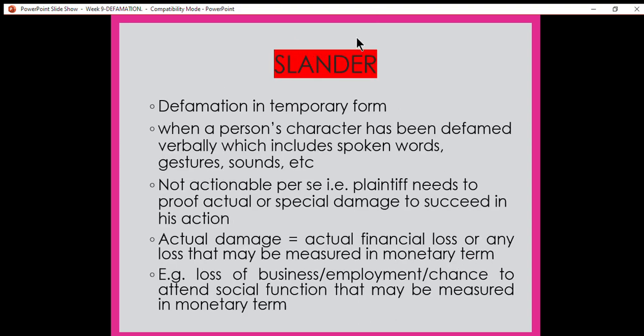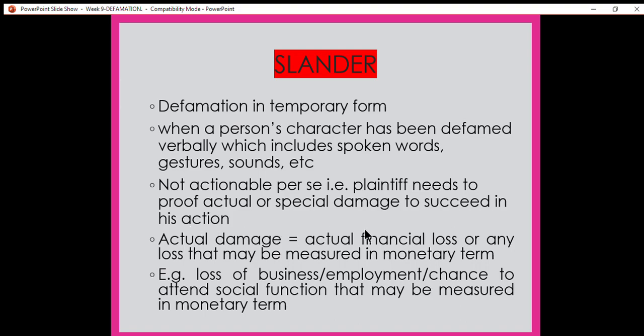The second type of defamation is known as slander. Slander means spoken defamation. So it occurs when a person's character has been defamed verbally, which includes spoken words, gestures, sounds, etc. And please take note that this is different from libel. Slander is not actionable per se. The plaintiff needs to prove actual or special damage to succeed in his action.